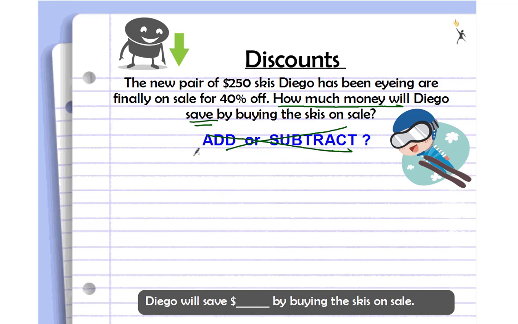Okay, so if you're solving this using the percent proportion, set up your part, whole, and percent. Use this to set up your proportion. Pause the video. When you have your answer, come back and check.